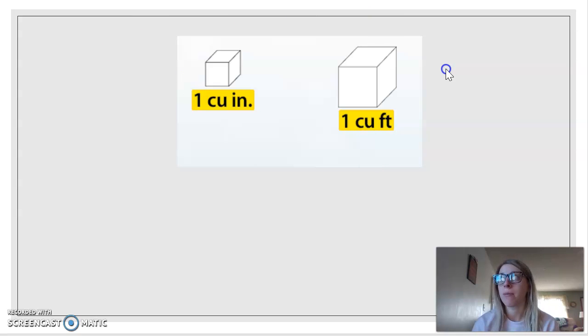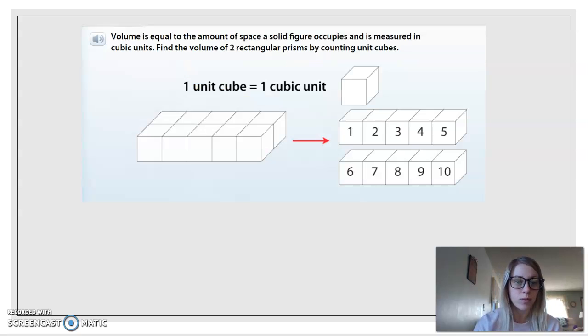The important thing to remember is that today you're going to have to differentiate. You're going to have to tell me, is centimeters bigger or smaller than inches, which we all know that centimeters are much smaller than inches, or is inches bigger or smaller than feet? And I know that inches is much smaller than feet. Okay, so volume is equal to the amount of space a solid figure occupies and is measured in cubic units. Find the volume of two rectangular prisms by counting unit cubes.